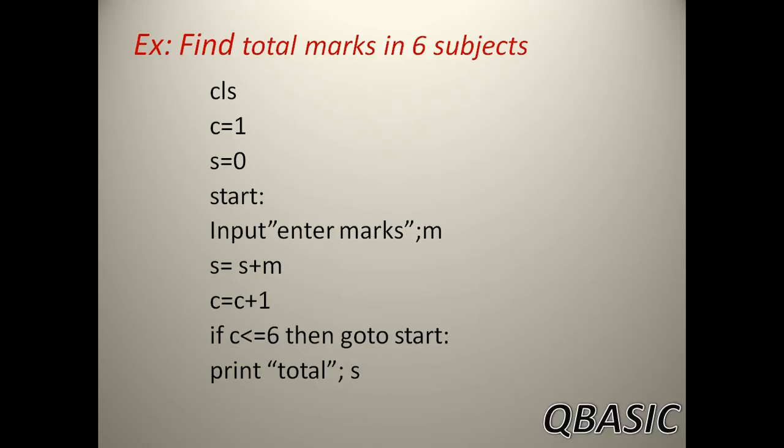Print S for the total. Why do we have to use the S variable? Because the total value is stored in that variable. Next, end. How will the output be? The output will be like this: Total, and after the word total, you will get the total marks of the 6 subjects.